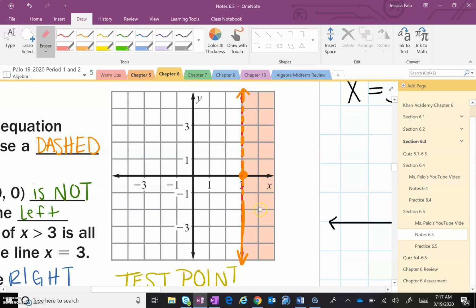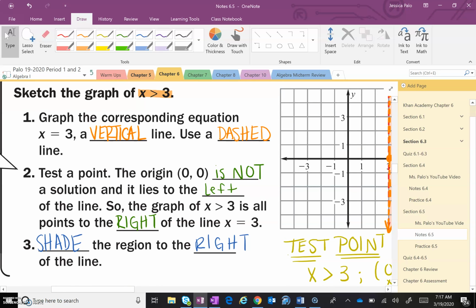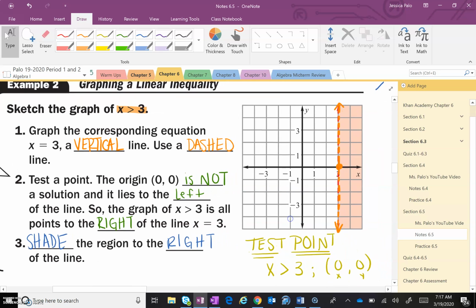Orange on red wasn't the best choice, but you get the idea. So there's my dashed line. Now for the test point. The test point is any point on this coordinate plane that is not on this vertical line that you just graphed. So it can be any point anywhere except this vertical line.